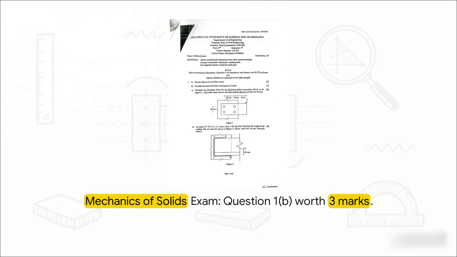Now, to understand just how foundational these rules are, take a look at this actual university engineering exam for the mechanics of solids. Right there in question 1, part B, worth 3 marks, it asks to describe the basic kinematic assumptions of beam. This isn't just some abstract theory. This is a constant, highly tested requirement. Every single civil and mechanical engineer absolutely must master this before they ever design a real-world structure. So yeah, these are the stakes.